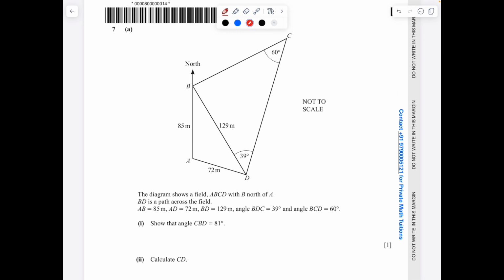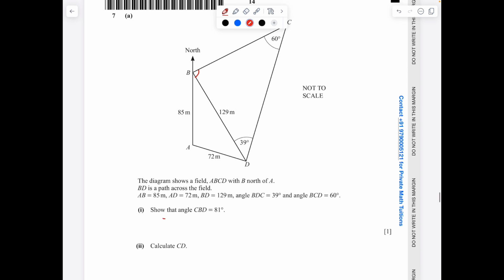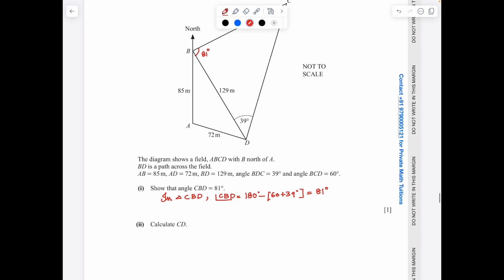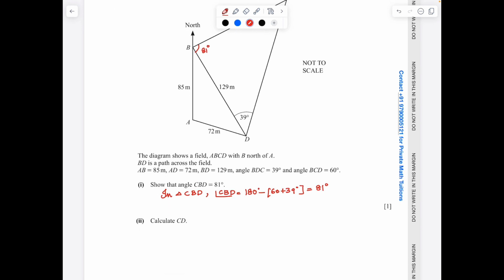So CBD, they are referring to this angle CBD. In triangle CBD, angle CBD is equal to 180 minus the other two angles, 60 plus 39, which gives us 81 degrees. Let's mark that in the diagram. That's the answer. Yes, so we have proved it. So hence proved.